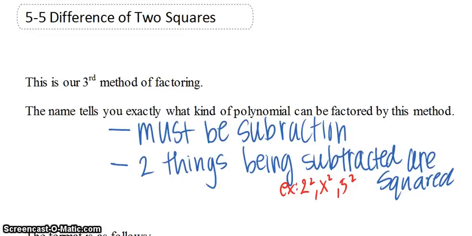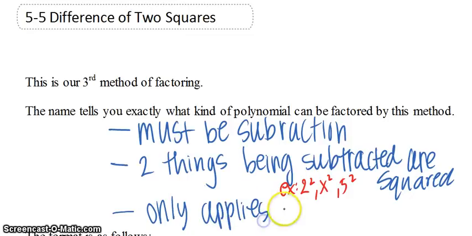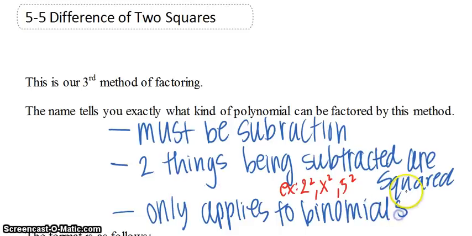And what else does it tell us? It only applies to binomials. It's only going to apply to binomials, and we know binomials are two monomials added together. So you'd have two of those multiplied by another two.